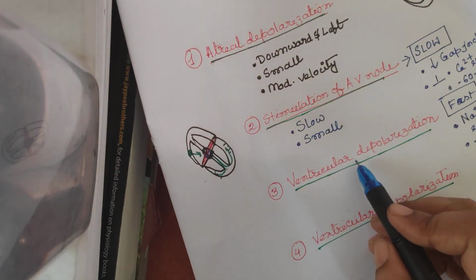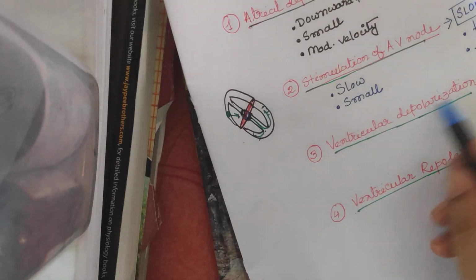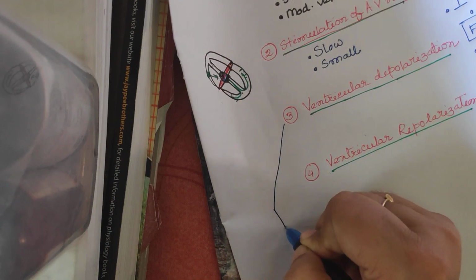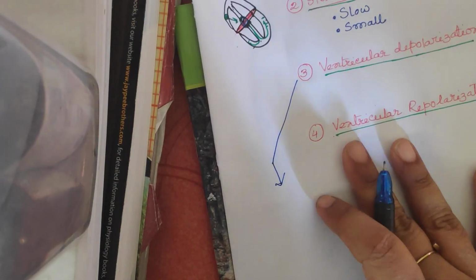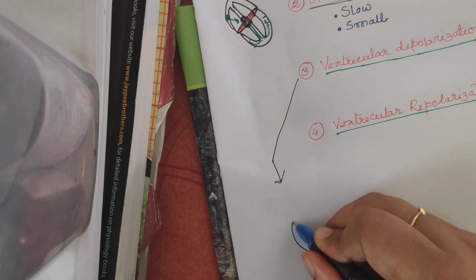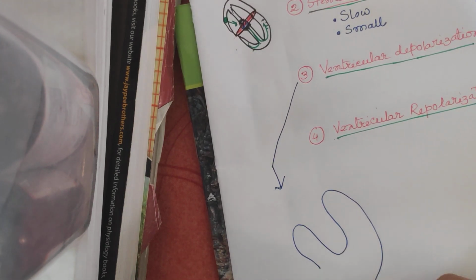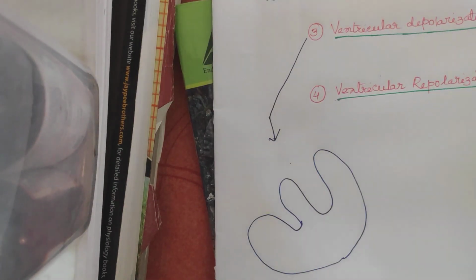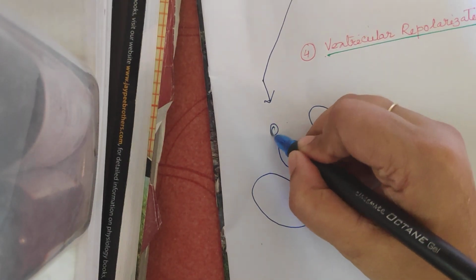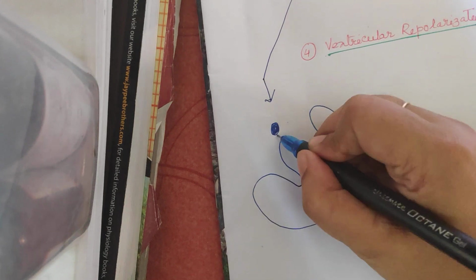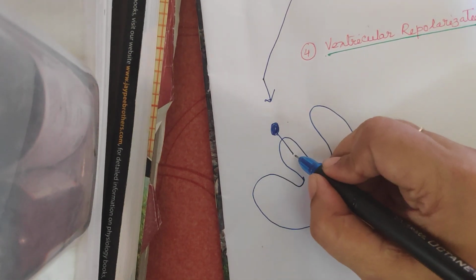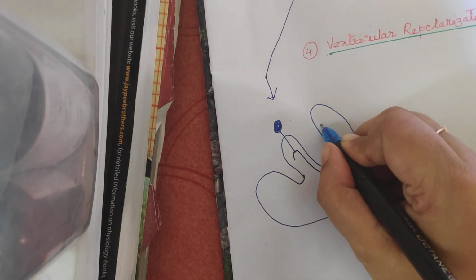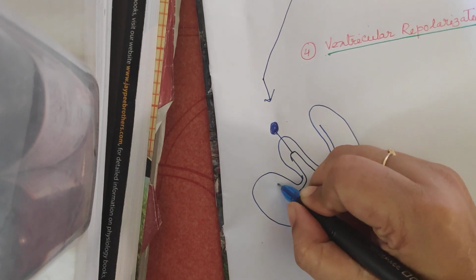Now come to the third electrical activity, that is ventricular depolarization. That is very important. So for it, we are drawing a large ventricle like this. So here we have the AV node. AV node is connected to the bundle of His, two bundle branches. One is the left bundle branch, another is the right bundle branch.